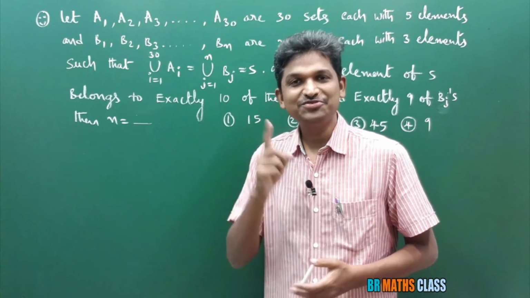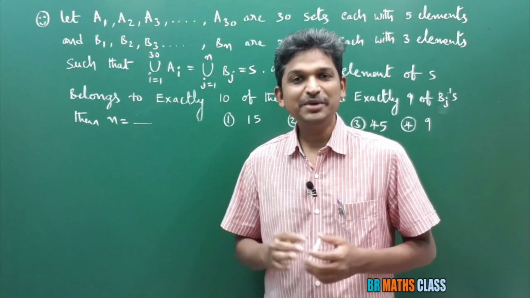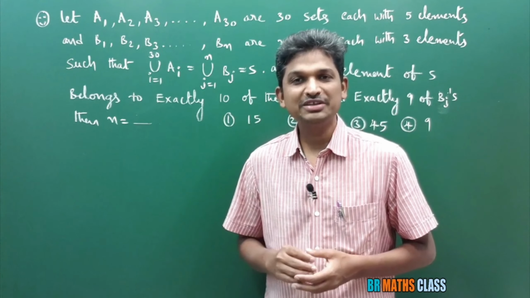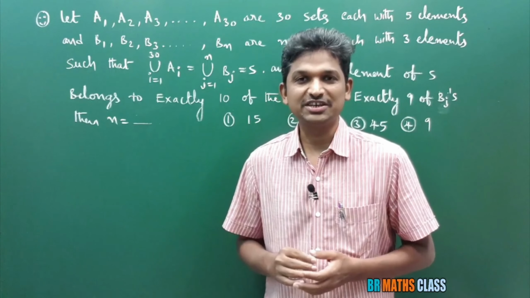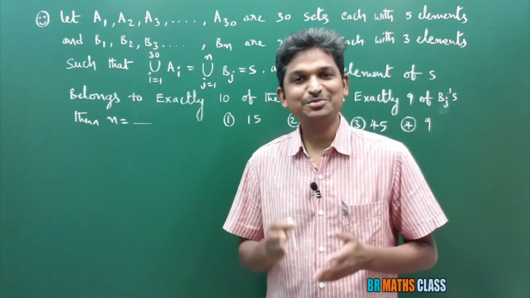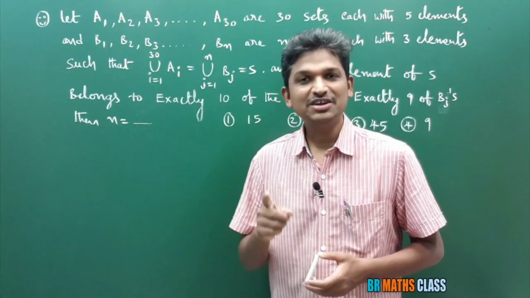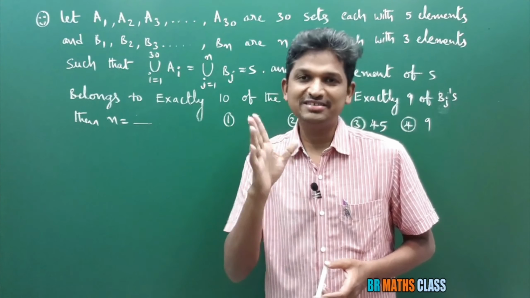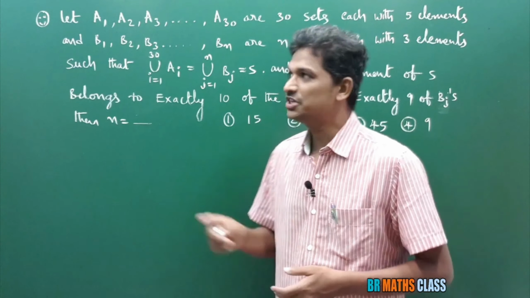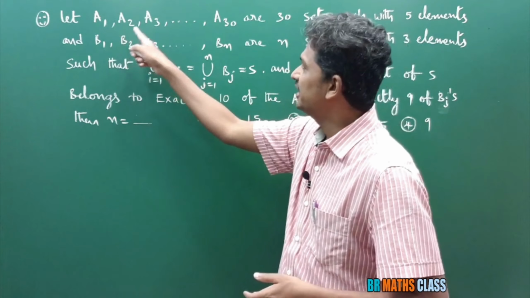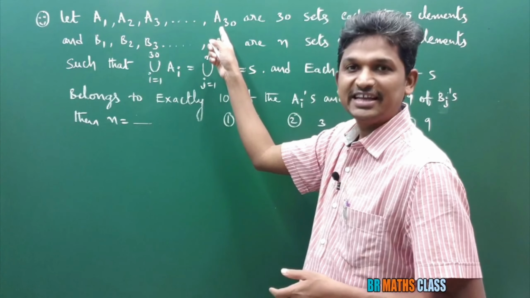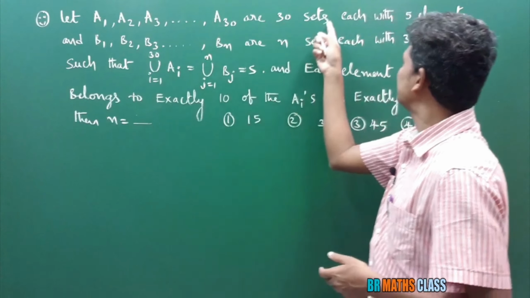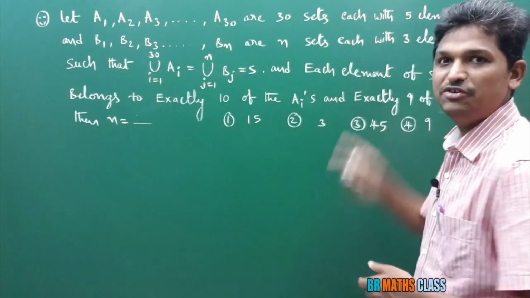You observe, this is a very interesting question. I saw many videos. In all those videos, they did not give a correct explanation. I'll try to give the correct explanation for this problem. First, we'll try to understand the question. Here, understanding the question is the tricky part. You observe this question, they given A1, A2, A3 like that, A30. Total 30 sets are there, each with 5 elements.